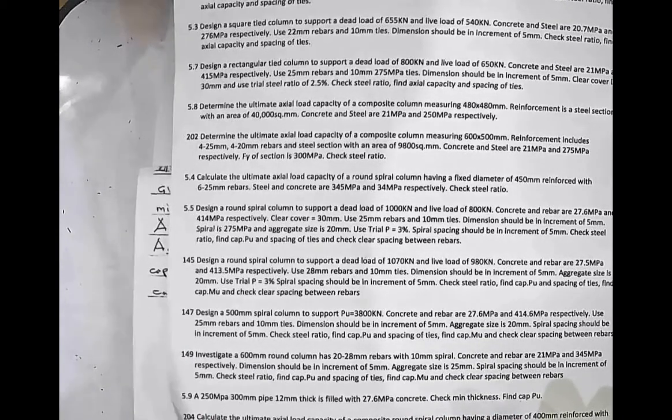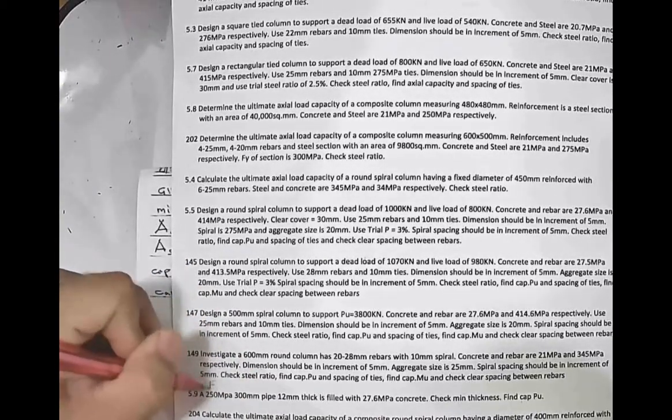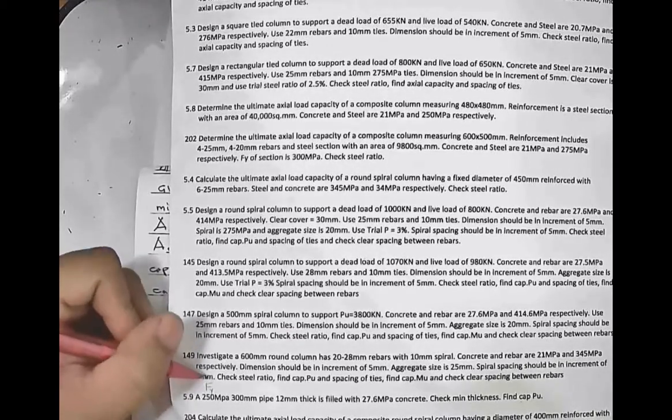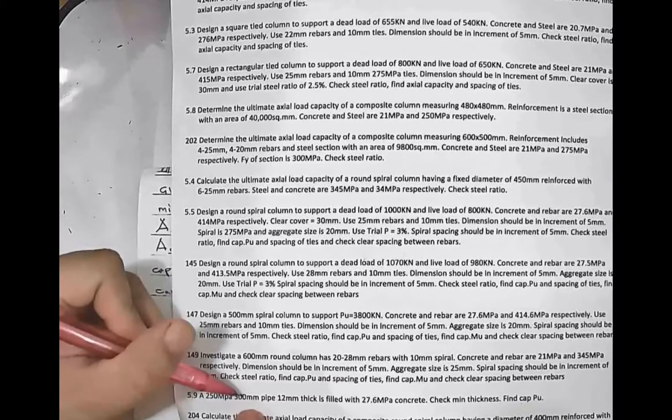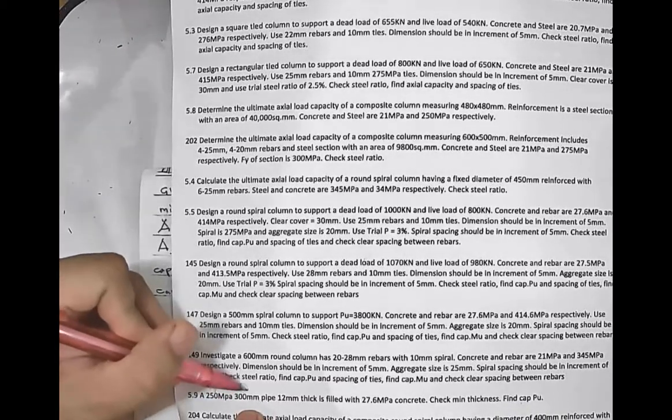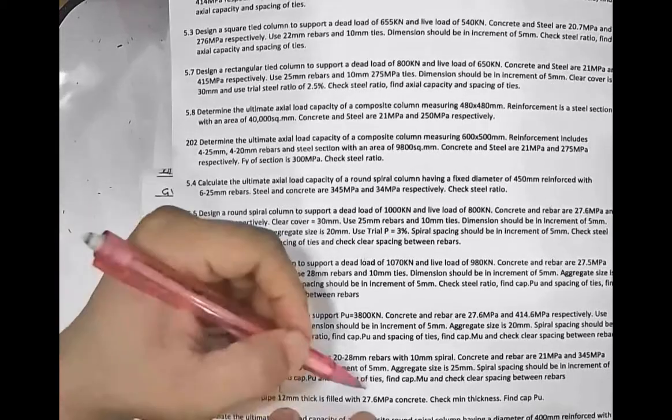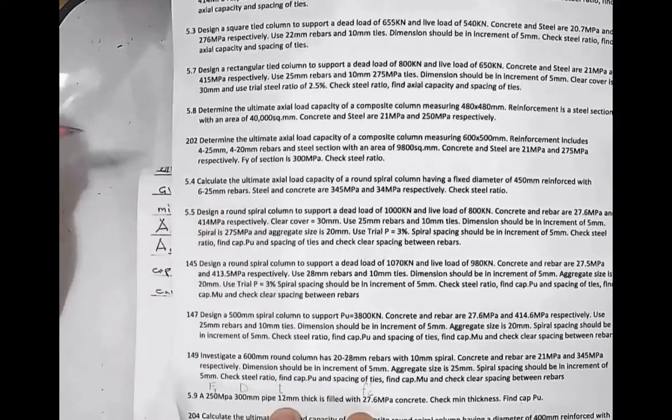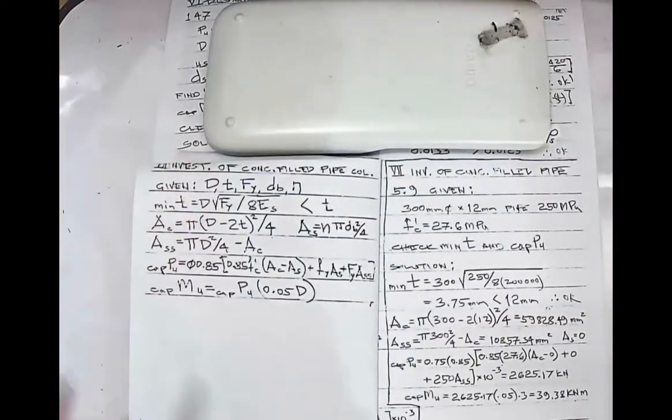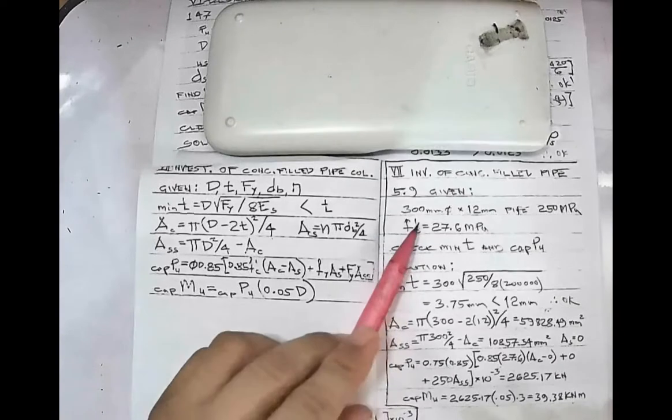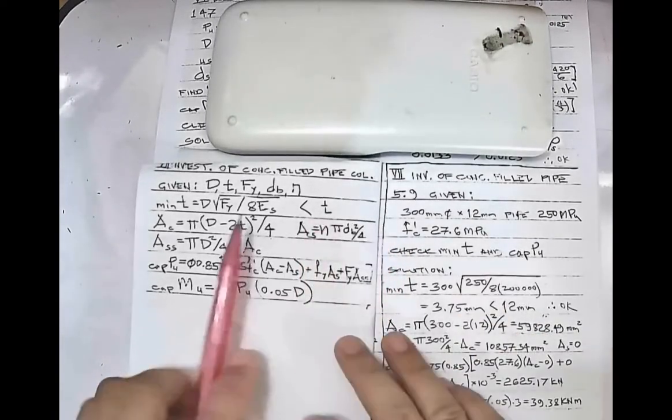Yang 250 megapascal, yan yung FY. Capital F dahil section ito or pipe. And then 300 mm, I think this is capital D. Tapos this is small t. And then this is f prime c. Okay, so let's go to the sample. Ayan. So check minimum T and capacity Pu.